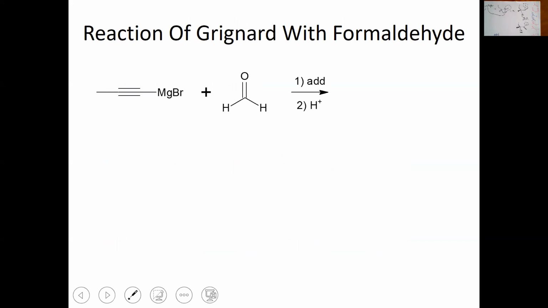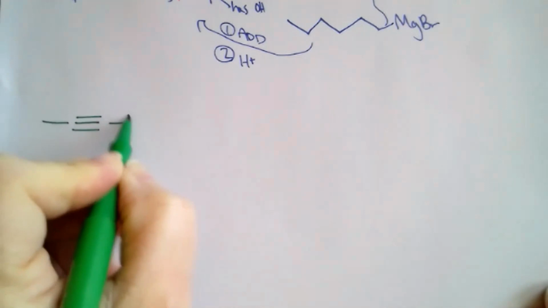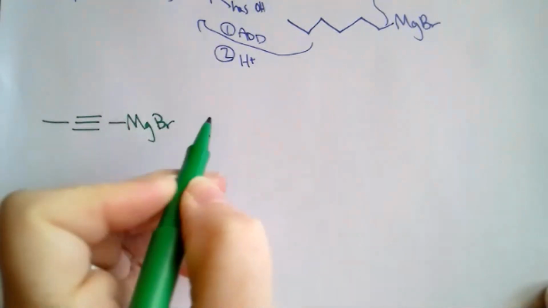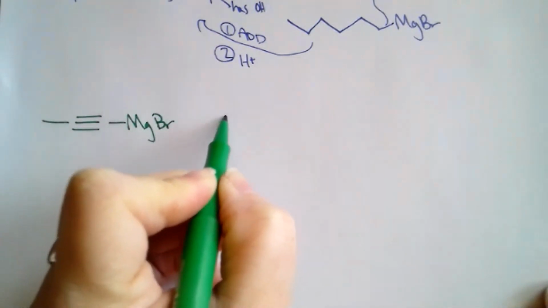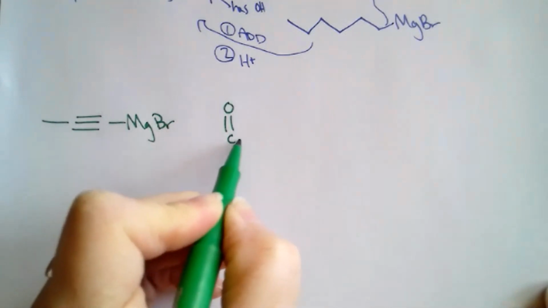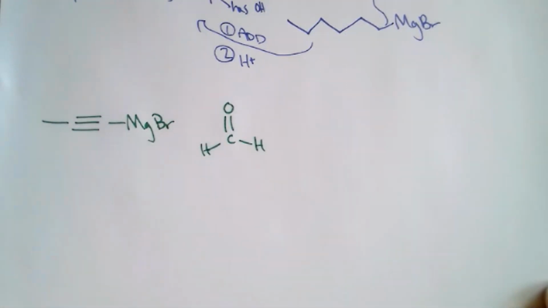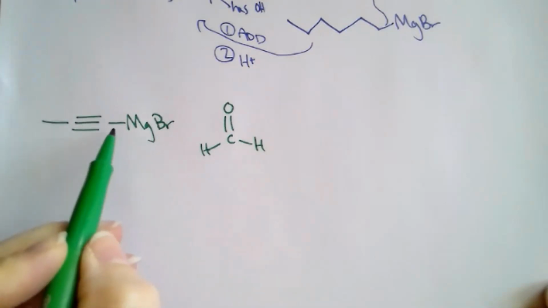So I feel somewhat confident that you can draw this reaction without me ever drawing it, but I'll draw it anyway. Grignards can react with aldehydes. This is an acetylenic Grignard, but that doesn't matter. We don't care. It's any old Grignard. Grignards are strong bases. They're good nucleophiles.